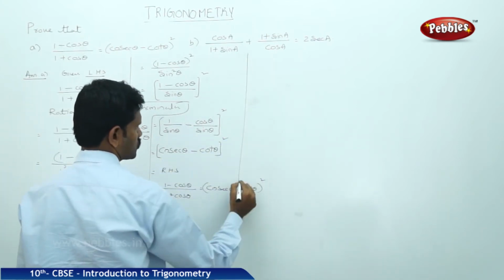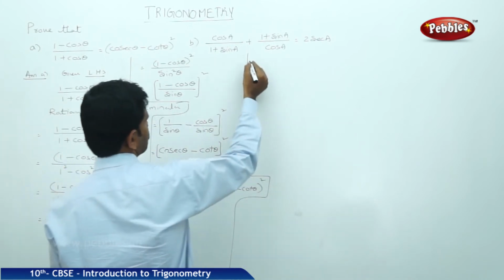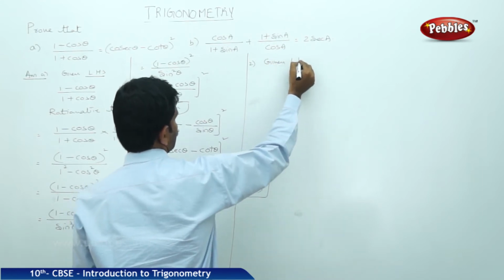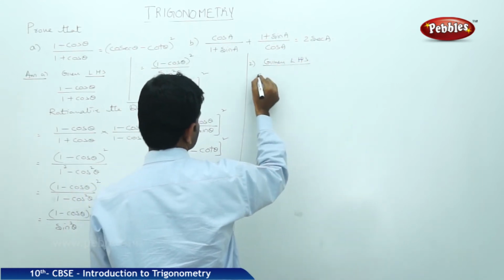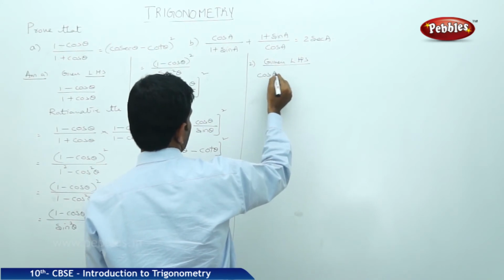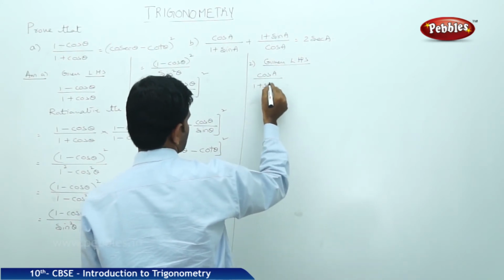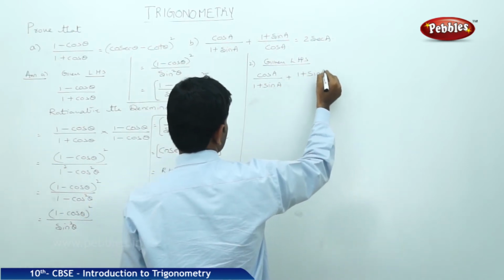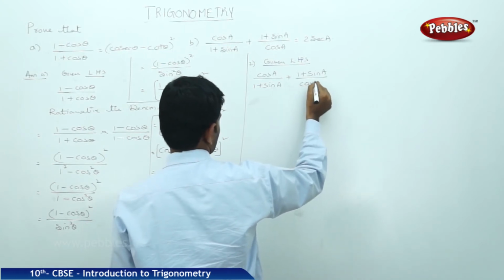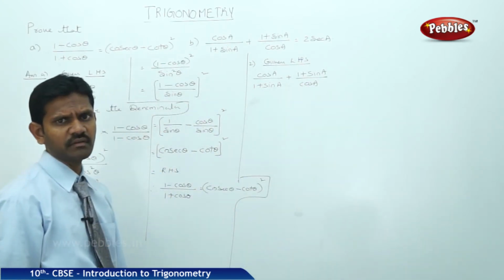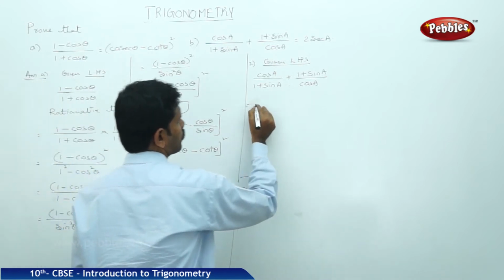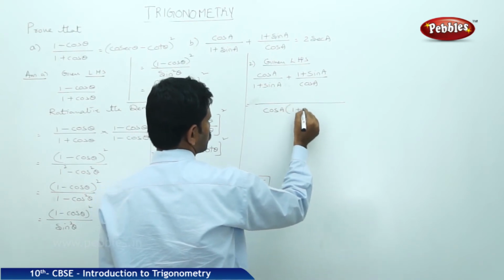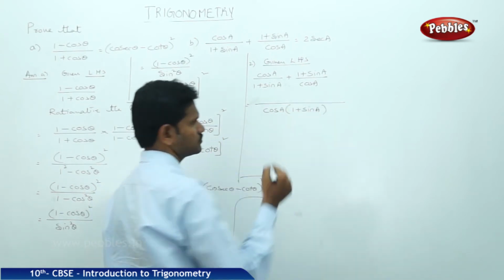Welcome to the second category. Second question, LHS given: cos A by 1 plus sin A plus 1 plus sin A by cos A, that is LHS given. Now here the LCM is cos A into 1 plus sin A.